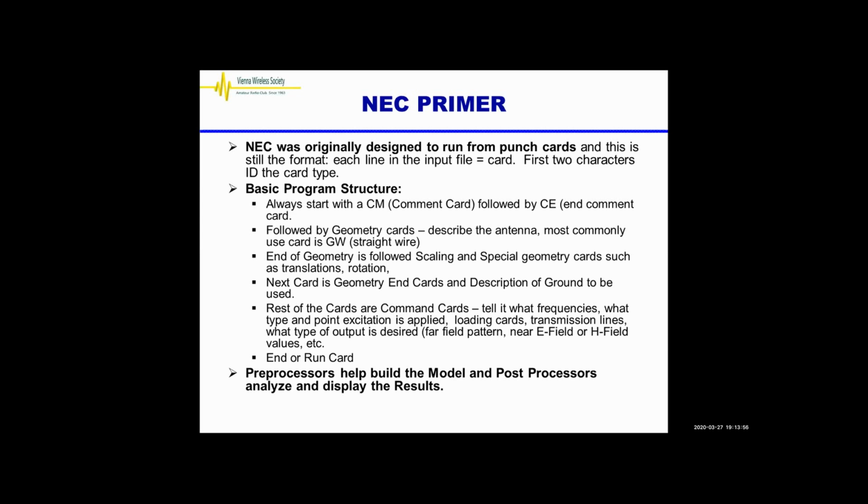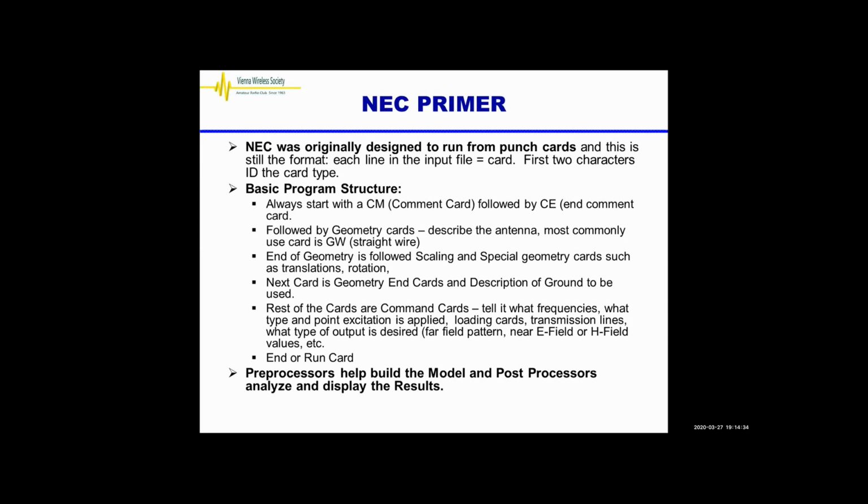So after you get done describing your geometry, you enter a geometry end card, and that describes your ground. And then we'll get into the details, and that's at the end here, there's going to be a lot of interesting things I'm going to show you about choosing your ground. And then the rest are the command cards, which tell it what frequencies, where your excitation is applied. Loading lets you use, for example, real resistance for copper or aluminum, and it'll actually compute the losses in the antenna through the ohmic losses.